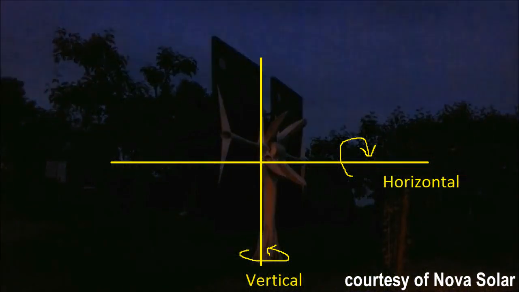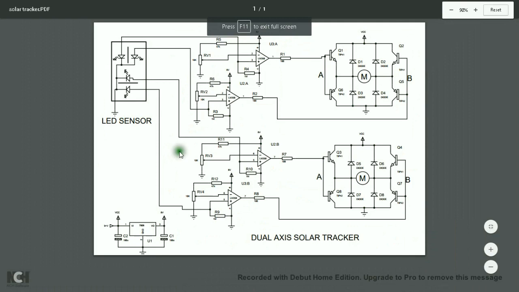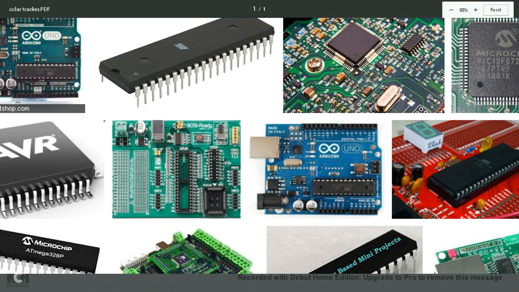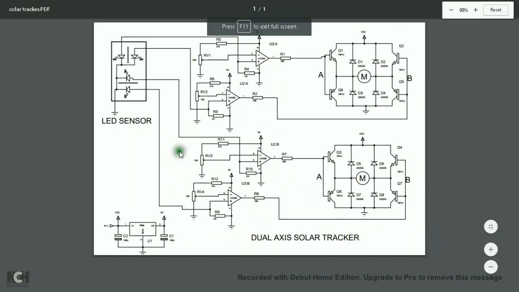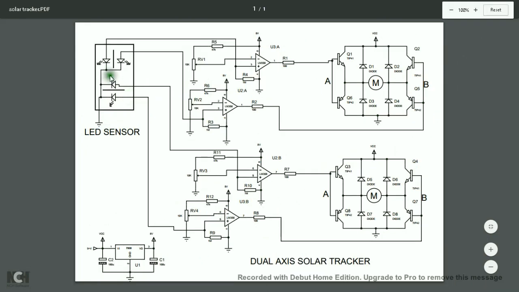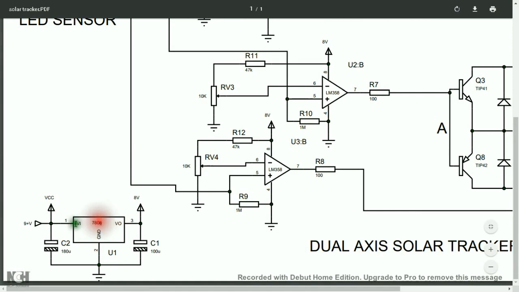In our prototype, we just use analog circuitry. We can use a microcontroller, but I think it's easier to just use analog circuitry. Let's have a look at our circuit design. This is our sensor. Then we use 4 comparators for setting the sensitivity of the sensor. Since we have dual axis, we need 2 motors, and these 2 motors need 2 H-bridges. And lastly, the 8-volt regulator for generating the reference voltage.